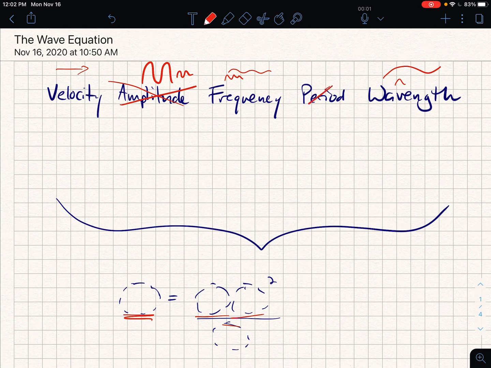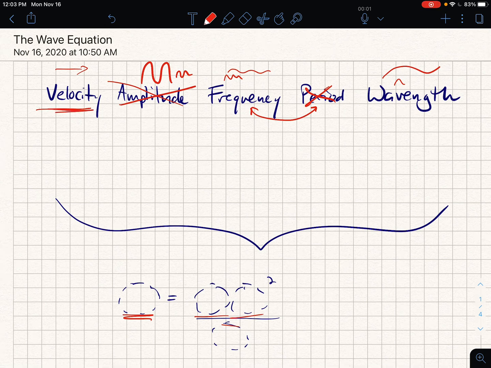I'm also not going to include period on here because frequency and period are just two ways of describing the exact same thing. And so I'm just not going to use it. Period doesn't seem to matter so much. So really what we're going to wind up with is some equation that relates velocity, frequency, and wavelength and how they go together. I don't know what the equation is going to look like yet.